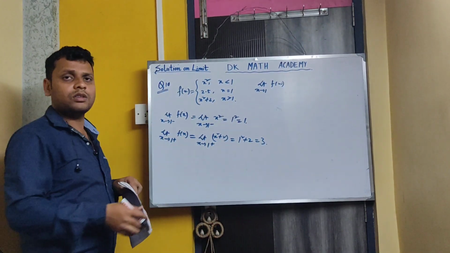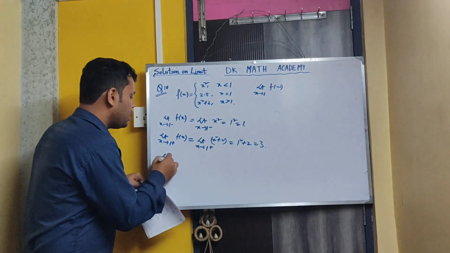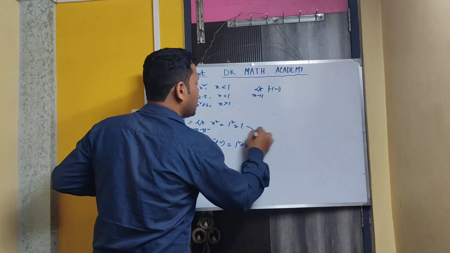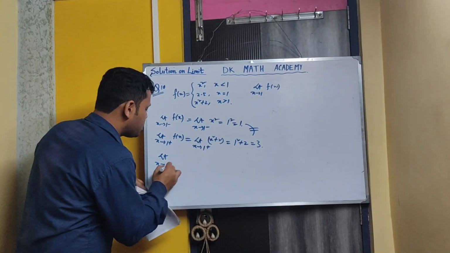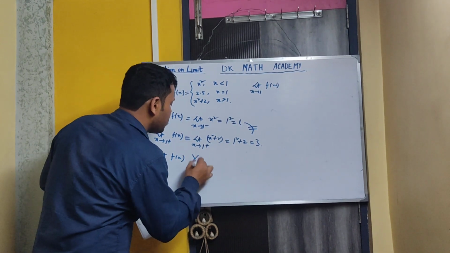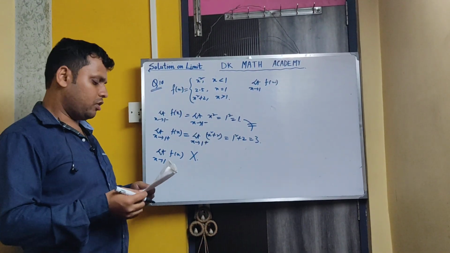So these two limits are not equal. Hence, the limit x tends to 1 of f(x) does not exist. We follow the next problem.